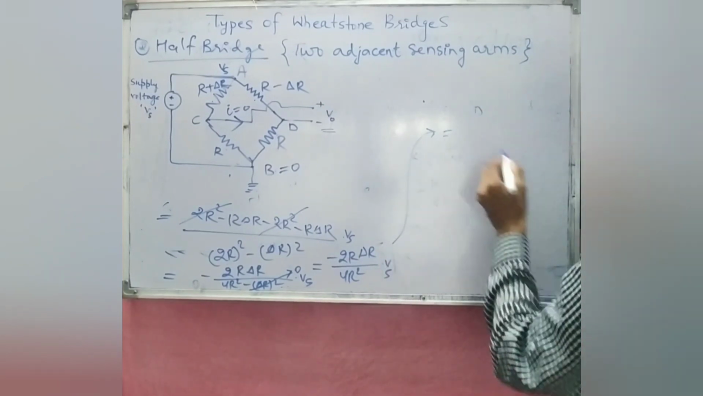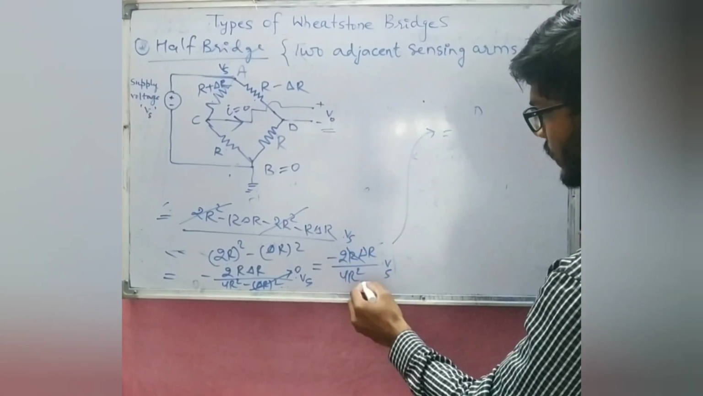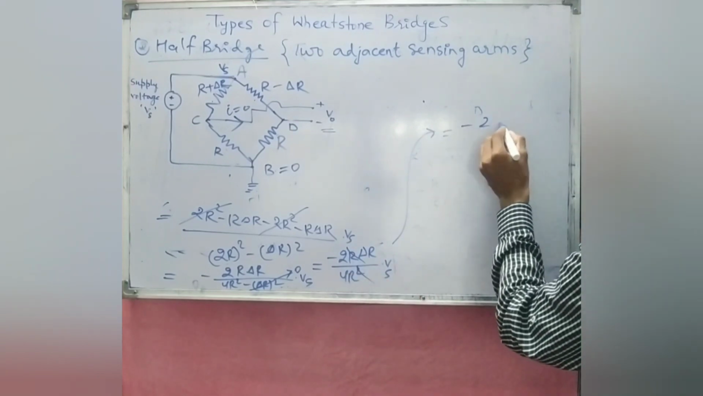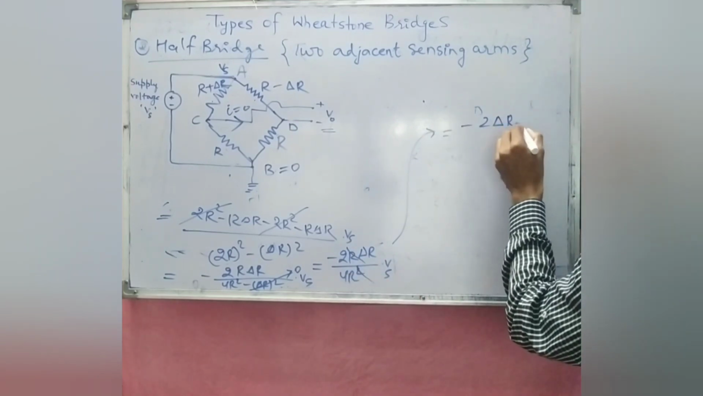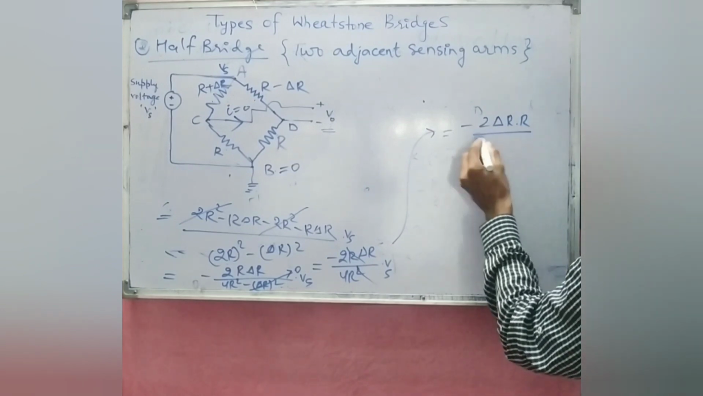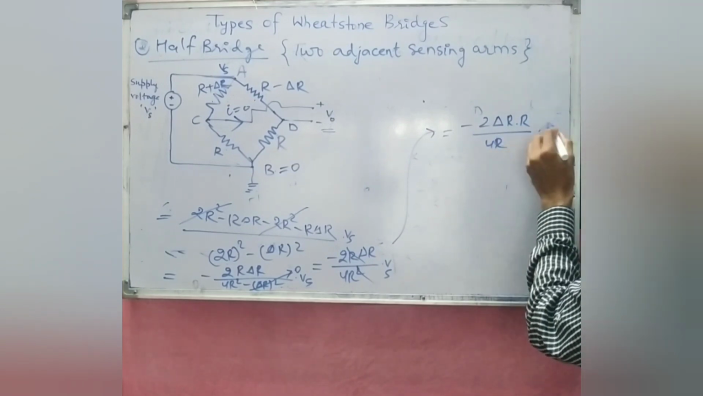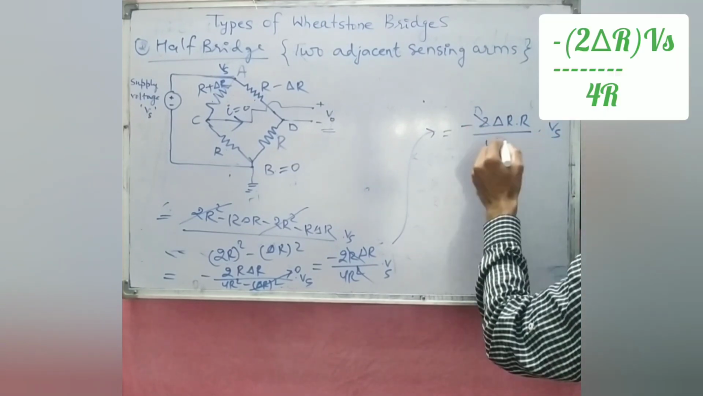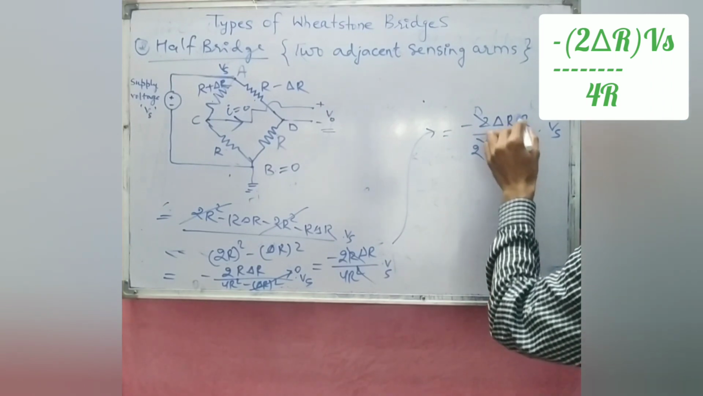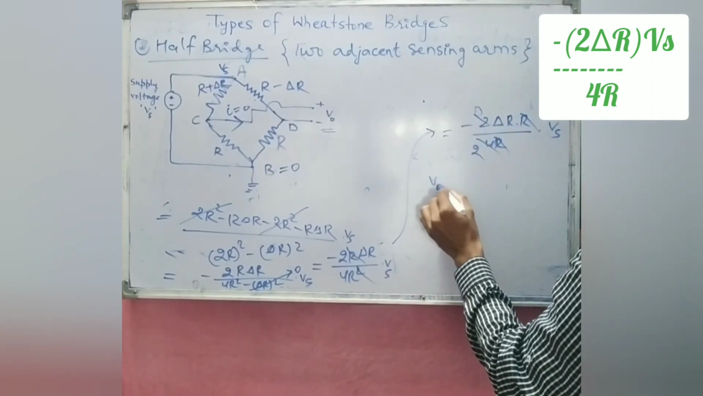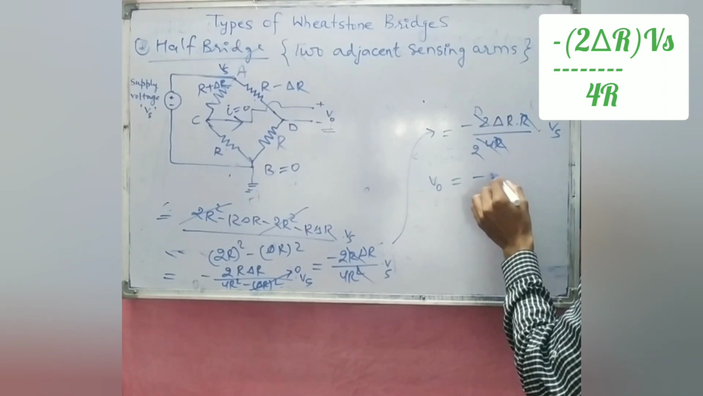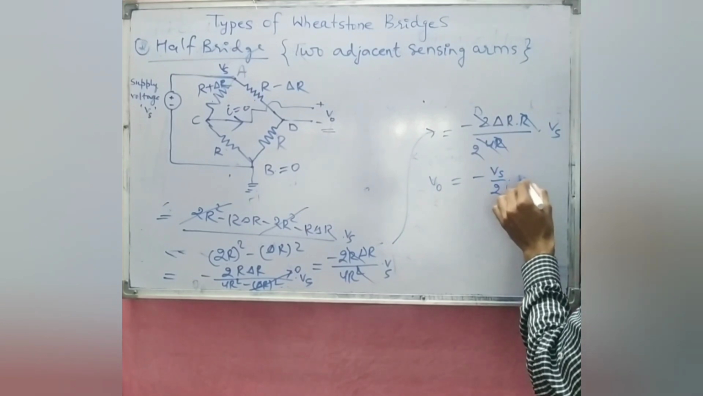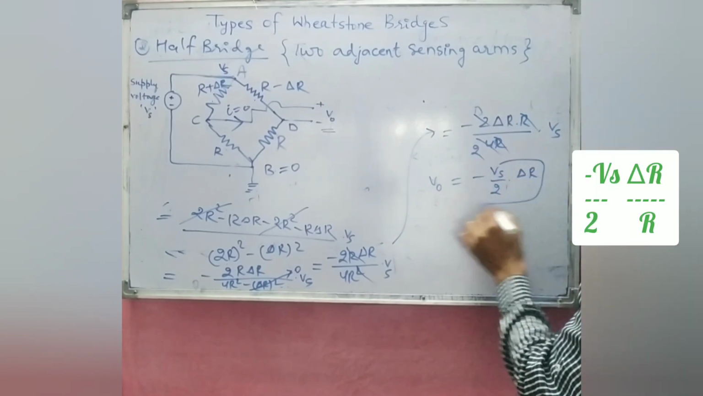Now the expression can be written as R and R gets cancelled, minus 2 times delta R into R divided by 4R, and the whole thing is multiplied by Vs. So from 2 and 4, 2 gets cancelled two times, and R gets cancelled. So the output expression comes as minus Vs by 2 into delta R.